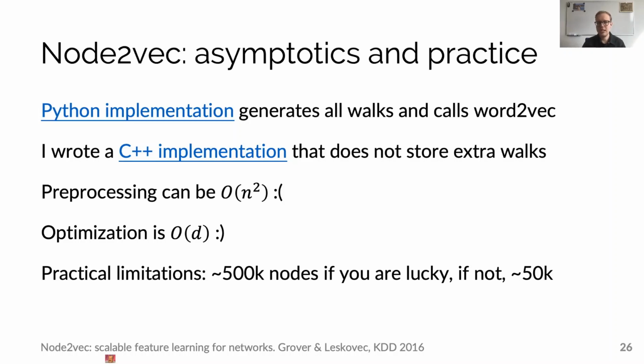So it's O(D) for each step, or O(ND) if you set the number of steps to be equal to the number of nodes. And the practical limitation is a bit rough because it depends on the preprocessing, but for bounded degree graphs, it's something like 500,000 nodes. If you're lucky. If you're not, it's like 50,000 nodes. Because of those problems, and because there are still a lot of parameters, now we have even 5 parameters that we need to tune, and it's completely impossible to understand what is going on.